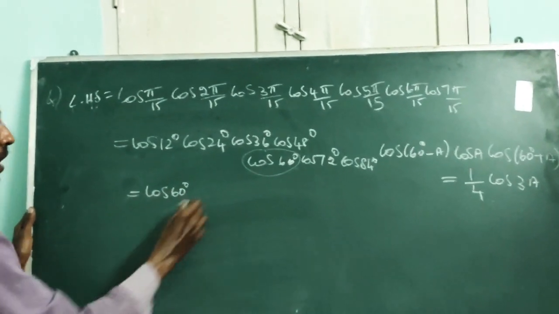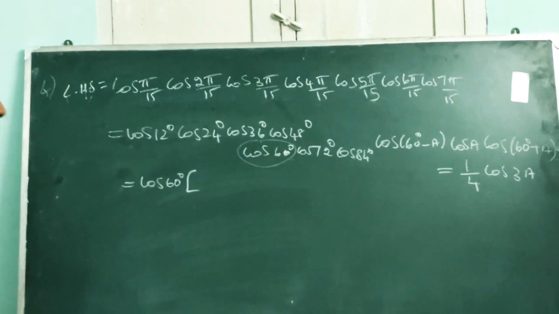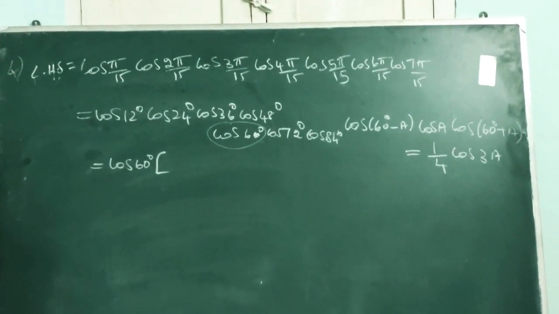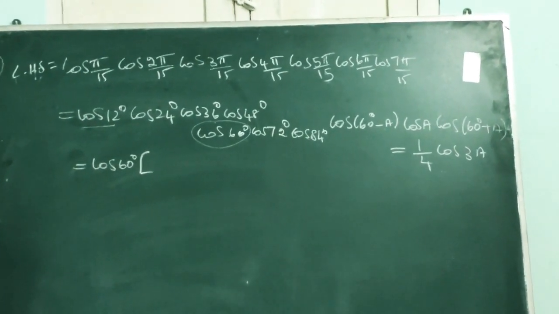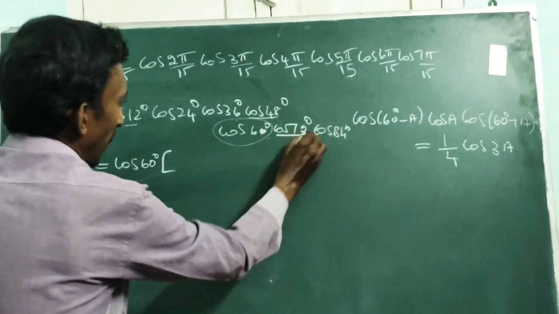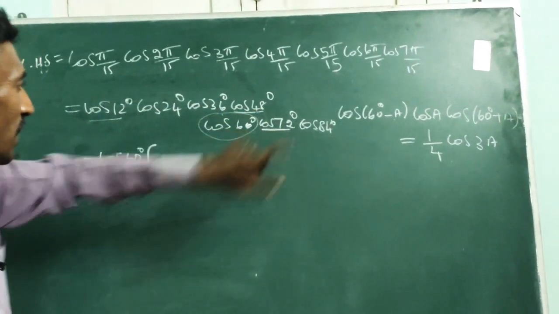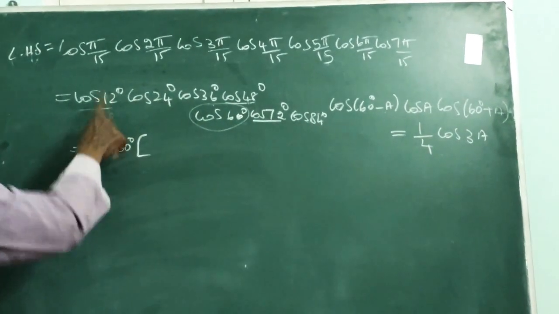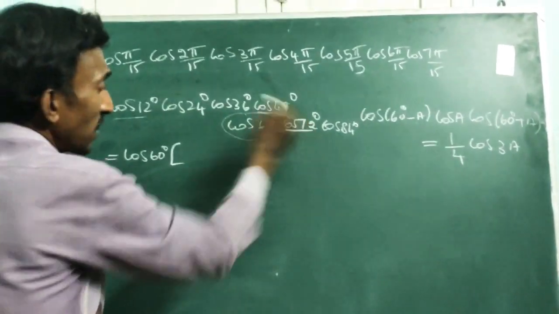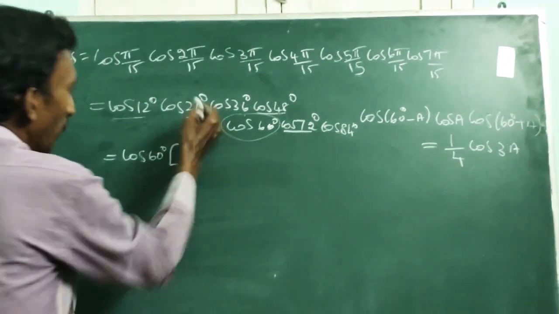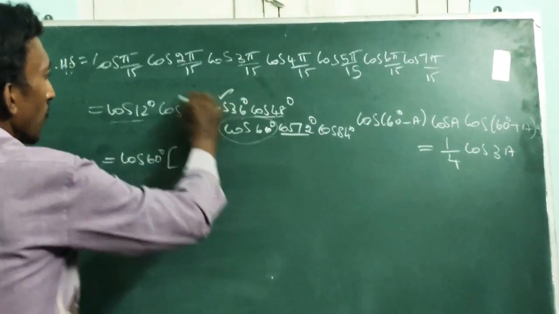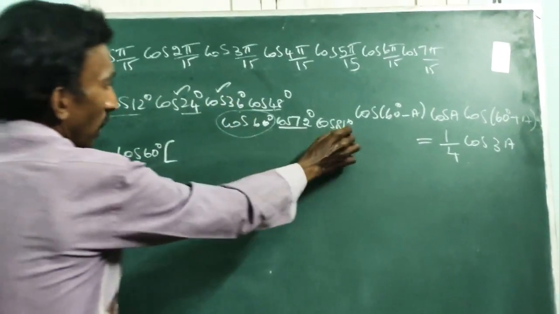Take it separately. So again, from the remaining, we have to combine 3, okay, in this form. Consider cos 12 degree, 48 degree, 72. So apply this formula. Consider A equal to 12 degree. So 60 minus A is 48 degree, 60 plus A is 72 degree. Similarly, consider this 24 as A. So 60 minus 24 is 36 degree, and 60 plus 24 is 84 degree.